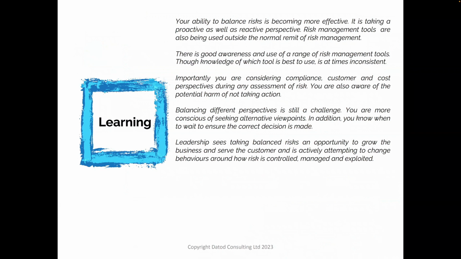And leadership is beginning to demonstrate on a daily basis that the ability to make balanced risks is really an opportunity for growth for the business, attempting to drive those behaviours not just through the board level but down through the organisation, in terms of the ability to manage risk and control risk and obviously exploit opportunities.